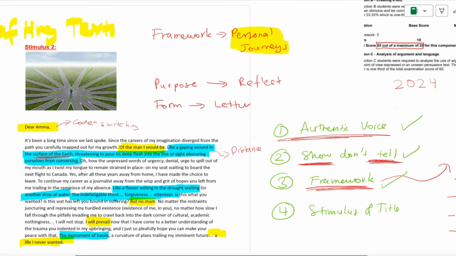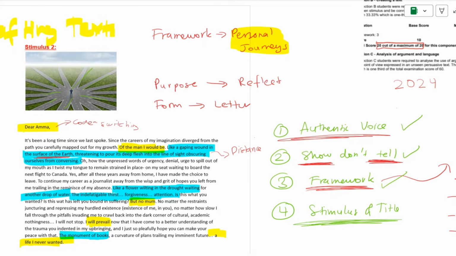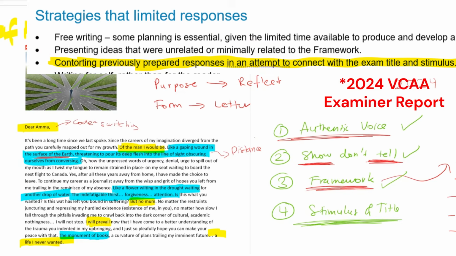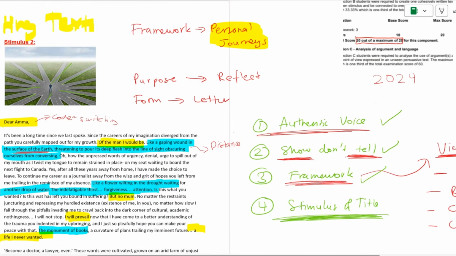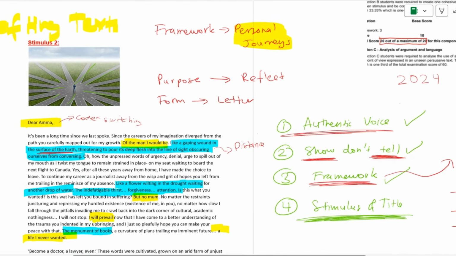And then last but not least is the stimulus and title. And this is a very, very important one as well, even though I put it as the fourth one. This is ultimately how the examiners check that each person has not just plagiarized or memorized some random piece of writing and just regurgitated it in the final exam. On exam day, since everyone will be given the same stimulus and title, this is to make sure each piece of writing is unique to its own purpose.